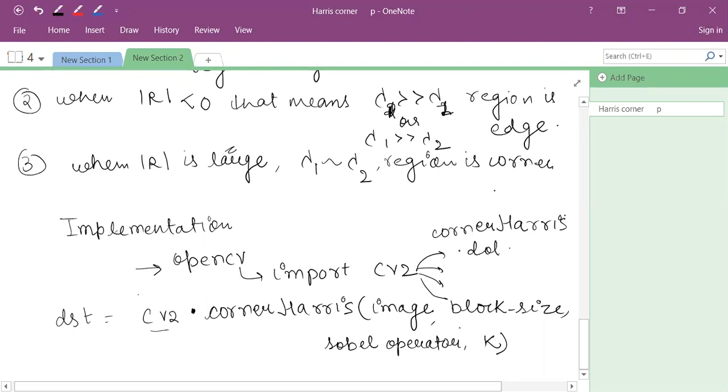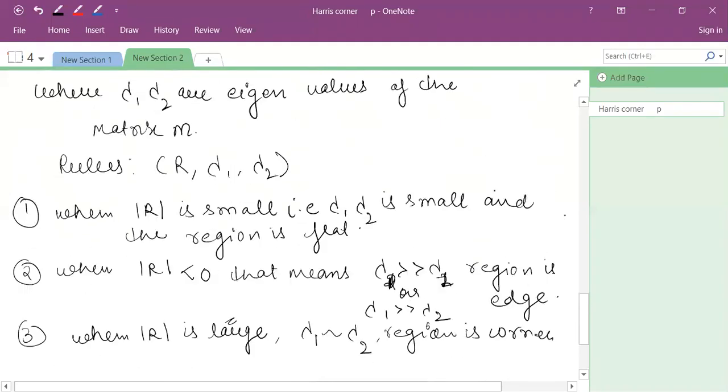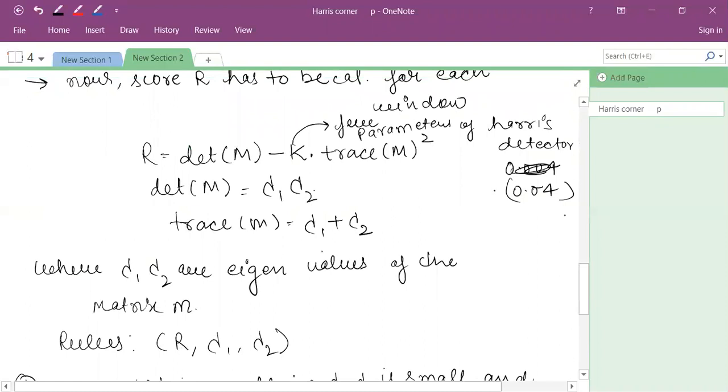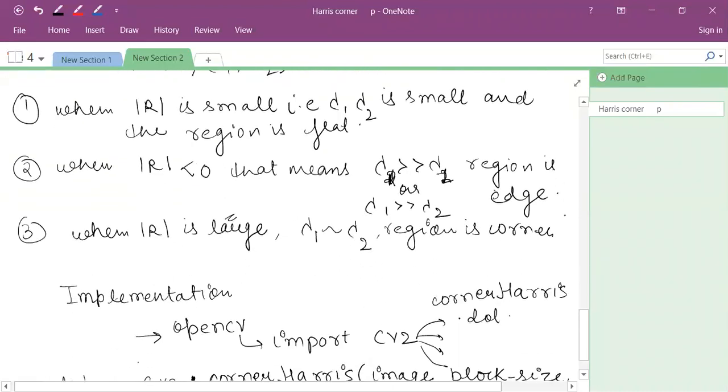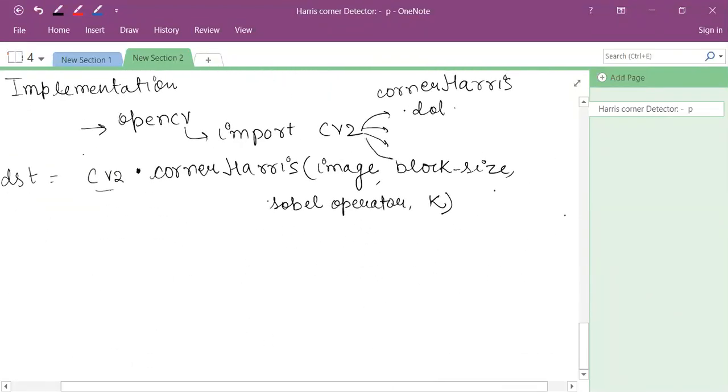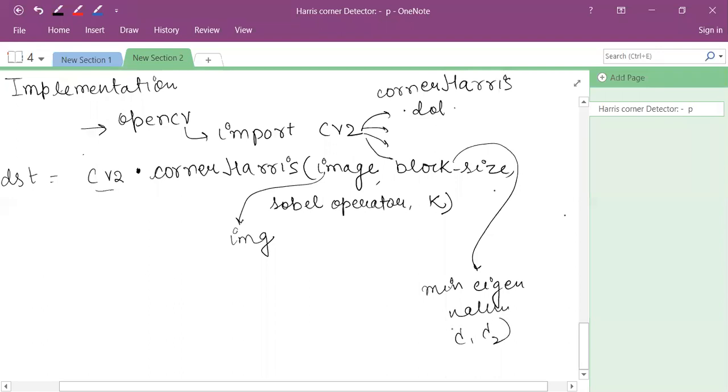K is nothing but the one that I was explaining here, the free parameter of the Harris detector. The image will be the image object that you are reading. Your block size will indicate the minimum eigenvalues. In my case, my eigenvalues are lambda 1 and lambda 2, so you just have to pass the value of 2.